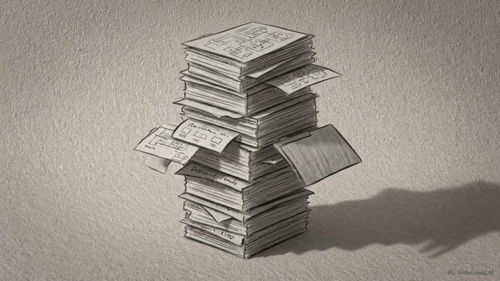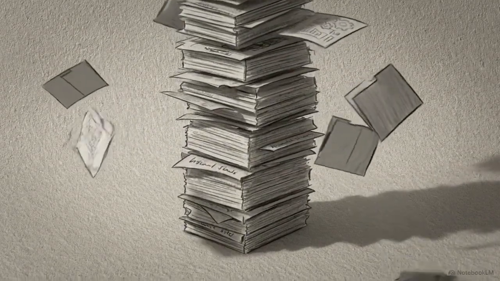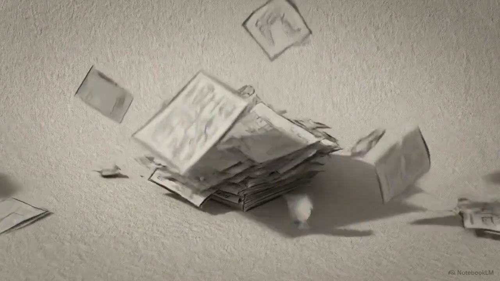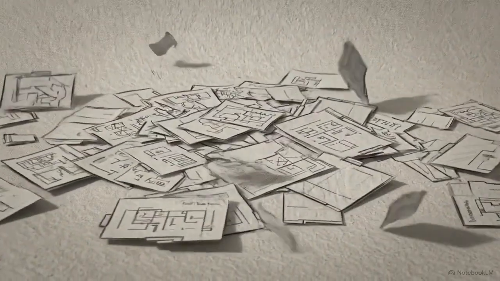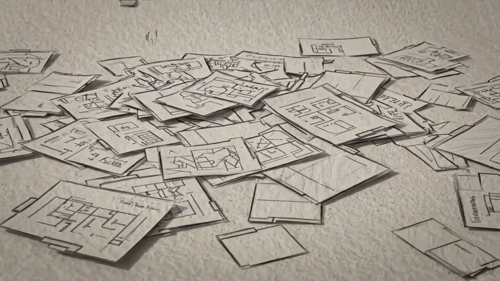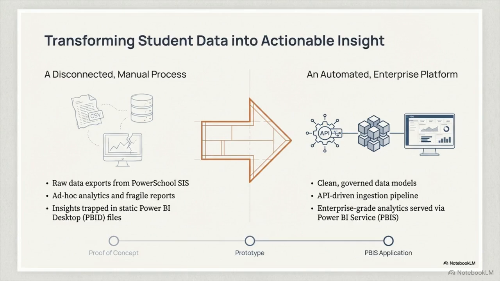You have likely experienced the sudden collapse of a reporting workflow, the chaos caused when a manual CSV export fails or an ad hoc script breaks. This compares that reality against the target end state. On the left, a disconnected manual process relying on CSV exports. On the right, an automated platform powered by an API pipeline. Today, we'll map out the framework required to make this transition.